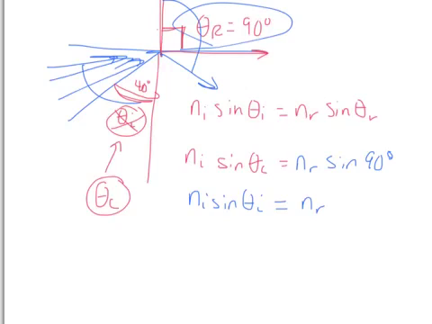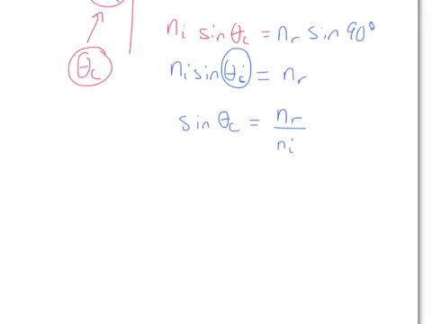So now what we'd really like to do here is solve for that critical angle theta C. So here's our critical angle right here. Let's go ahead and solve for the critical angle to see what it is. So divide by Ni, and we get sine theta C equals Nr over Ni. Then solving for theta C, the critical angle, we take the sine inverse of both sides, getting theta C equals the sine inverse of Nr over Ni.